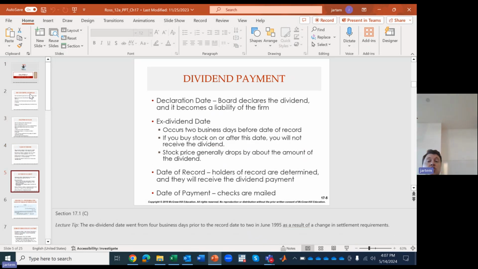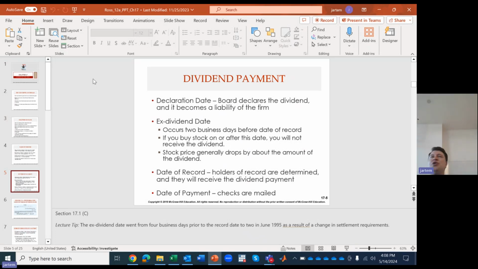So there are some things you need to know about the dividend payment. They're important dates, and they're important dates because people trade around these dates. So first, there's the declaration date. This is when the board declares this is how much our firm is going to pay out. So it's not something the CEO can decide without board approval. The board ultimately is the final decision maker on dividends.